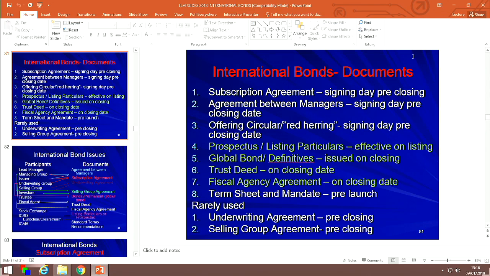signed. What's signed on signing date? Items 1, 2, and 3. The subscription agreement, the agreement between managers, and the draft offering circular, otherwise called the red herring. There's another set of documents which are signed some days later on closing date when the issuer receives funds from the purchasers of the bonds.